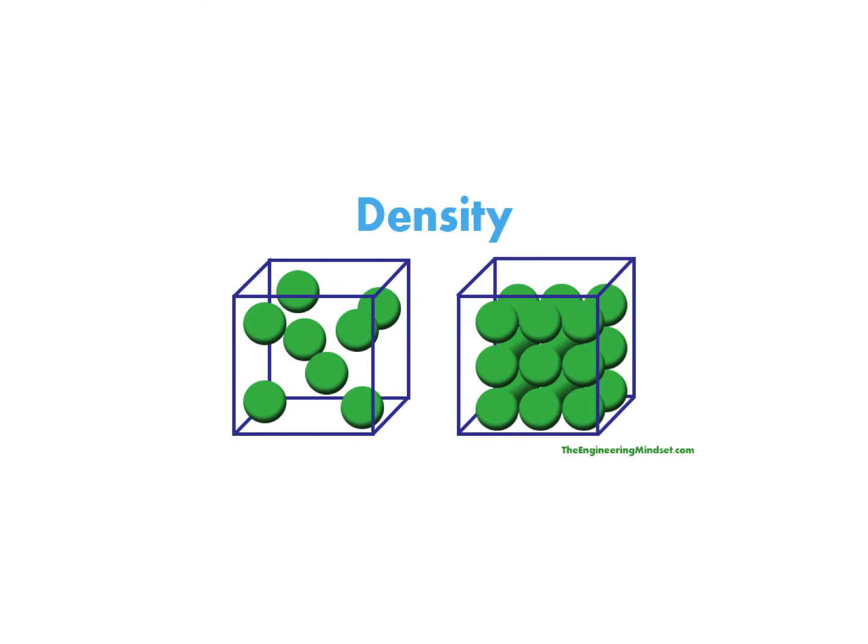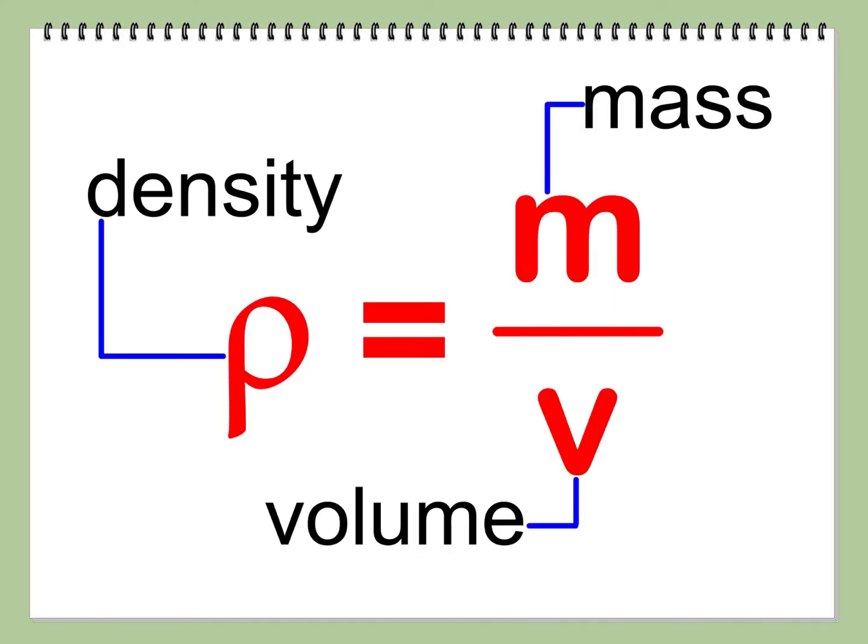So you would probably choose the box with the cotton inside. Now the two boxes have the same volume, but the box with cotton has less mass than the box with rock has. This difference in mass makes the box of cotton less dense than the box of rock. The density of an object is calculated by dividing its mass by its volume. The formula looks like this: density equals mass divided by volume.